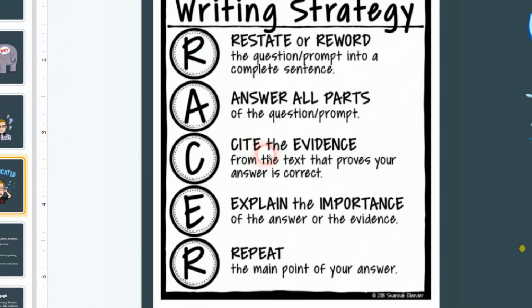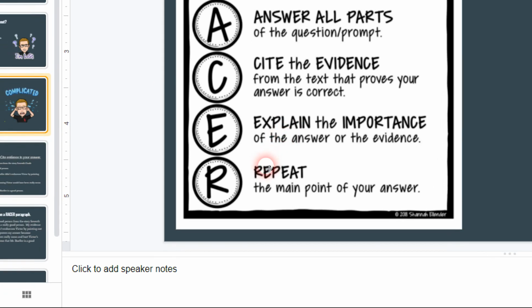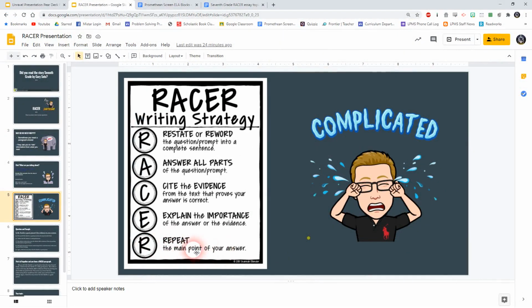C stands for cite the evidence from the text to prove your answer is correct. Wait till you see my example and you'll understand. Cite evidence from there. So you give an answer, then you've got to give evidence or prove something from the story that shows that you're right. Then E, you need to explain how your evidence proves your point, proves your answer. Then, very easily, the second R is probably the easiest one. Repeat your answer in different words.